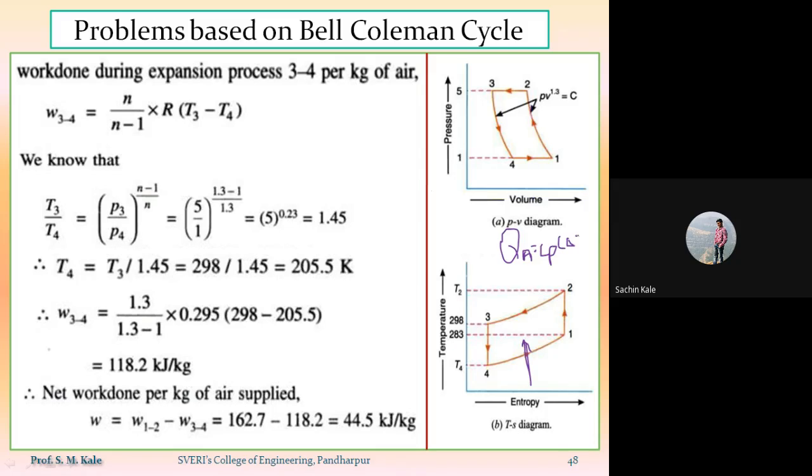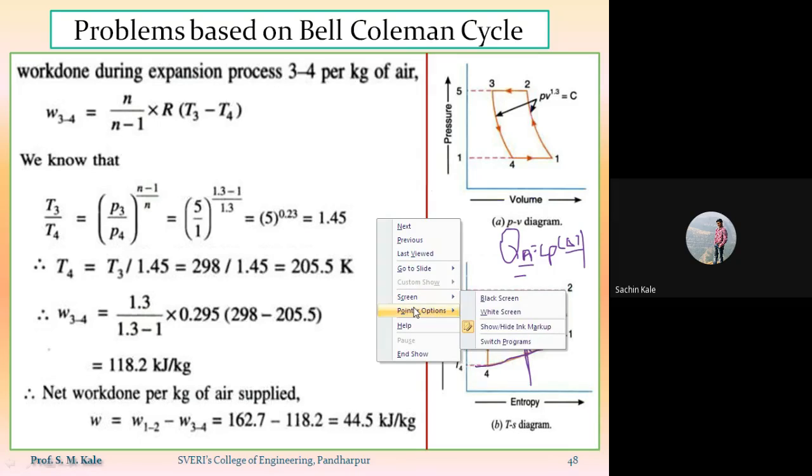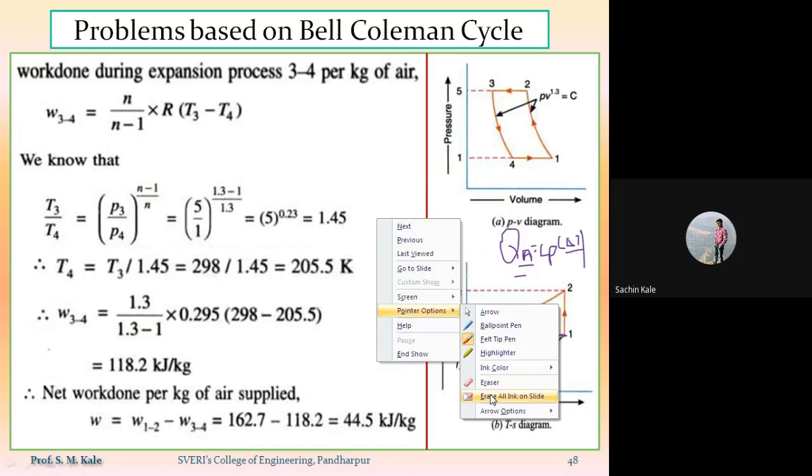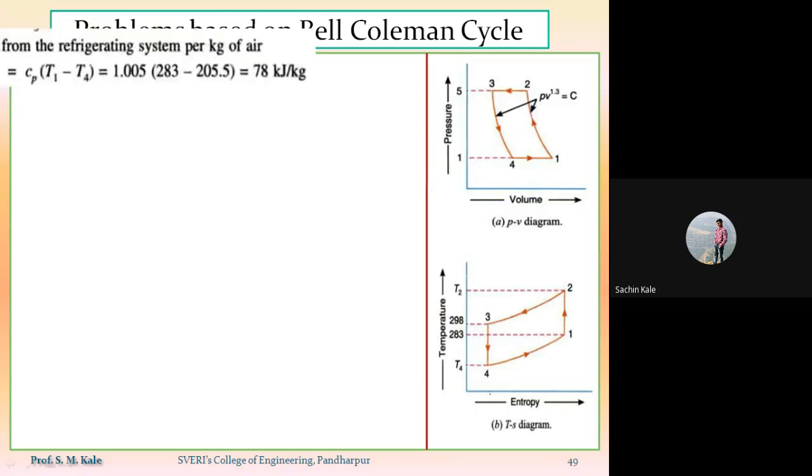So which delta T do we have to consider? Highest temperature minus lowest temperature during process 4 to 1. The highest temperature is T1 and the lowest temperature is T4. So T1 minus T4 instead of delta T, and I will get the value of QA. So by using the same method, calculate the value of QA.